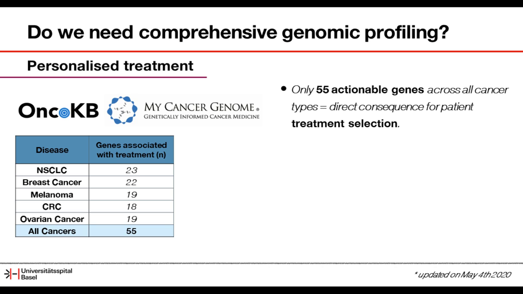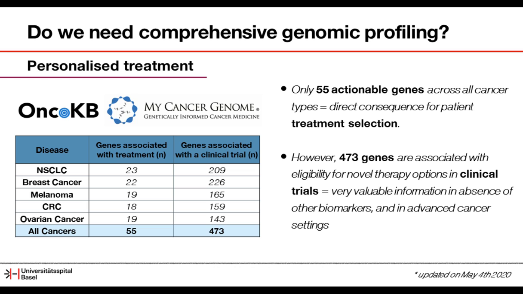During my talk, I will talk about next generation sequencing assays. And here you can see there are only 55 genes that are therapy approved for all cancer types. And 55 target genes can be easily covered by small next generation sequencing assays. So why do we need comprehensive genomic profiling, so broader next generation sequencing?